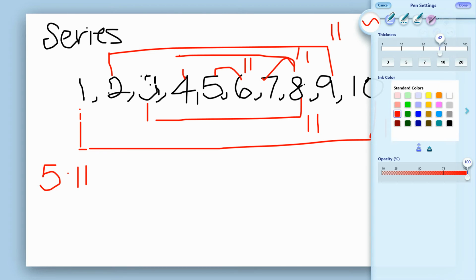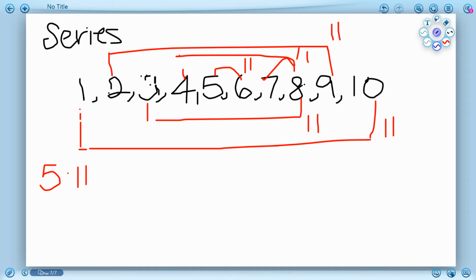Let's try to make a general form out of this. Remember, that's how we found other formulas. So that's what I'm trying to do. I'm trying to get y'all to think about it in a different way.